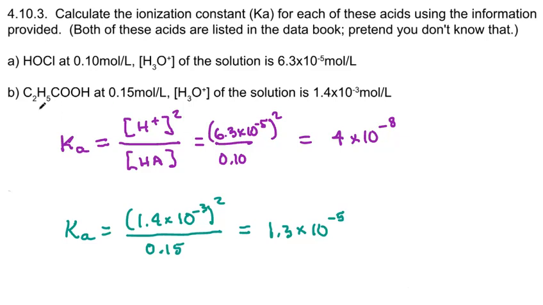And this is what? Propanoic acid, which is like a quarter of the way down the second page. It's listed as 1.3 times 10 to the minus 5 in the data book, and mirabile dictu, that's exactly what we found. So, hooray, it works.